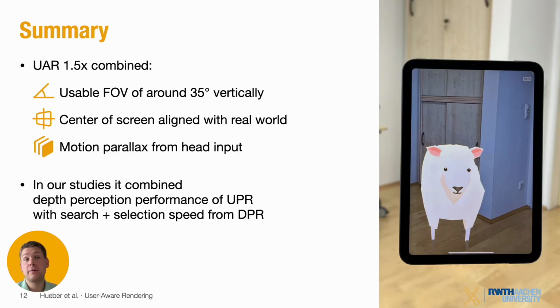Overall, user-aware rendering with 1.5 times device magnification combined great depth perception with speed in scene exploration. It does this by providing a usable field of view of around 35 degrees, aligning the center of the screen to the real world and providing motion parallax from head input.